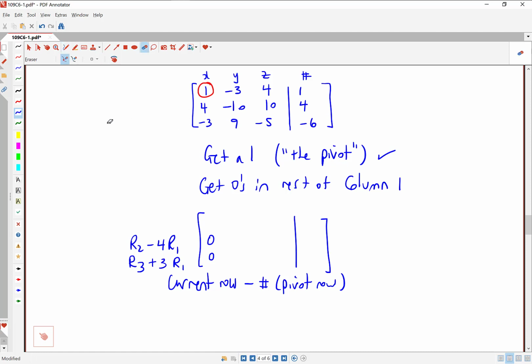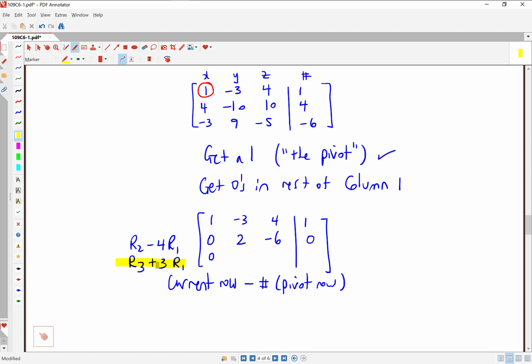So let's work out all the numbers. The top row is not changing, so we'll just recopy that. Then we're going to go row 2 minus 4 row 1. So looking back to our previous matrix, 4 minus 4 is 0. Negative 10 plus 12 would be a 2. 10 minus 16 would be a negative 6. And then 4 minus 4 gives us 0. So you're always just looking back at the previous matrix to figure out the numbers.